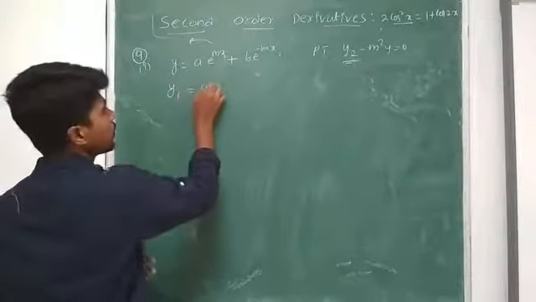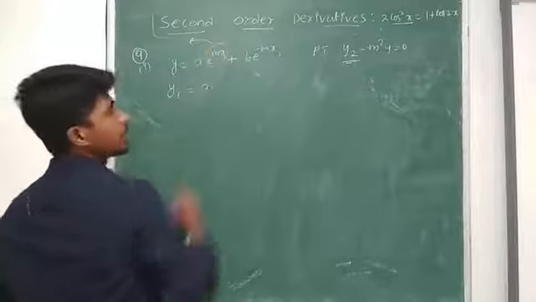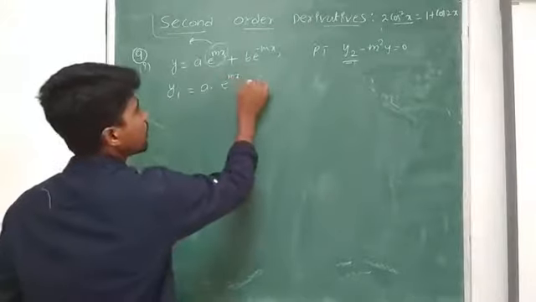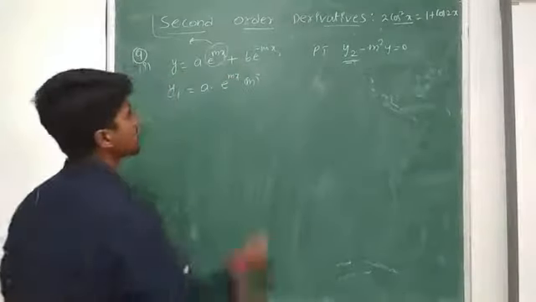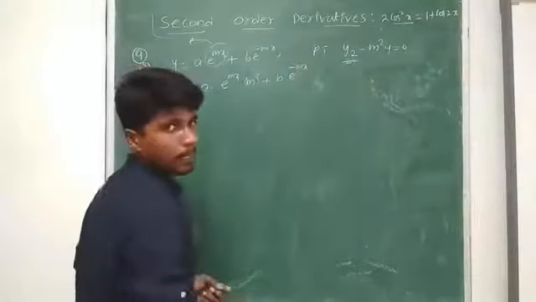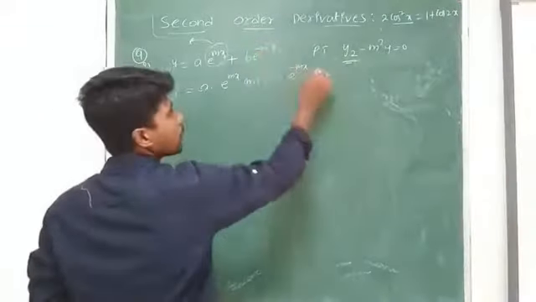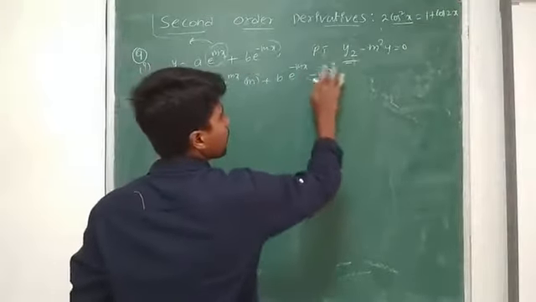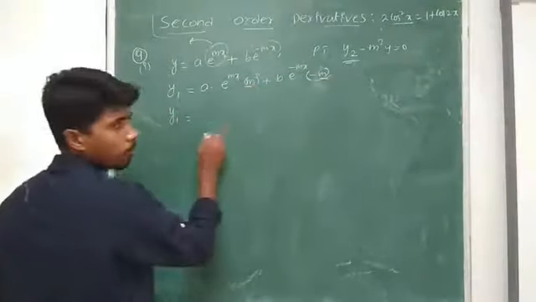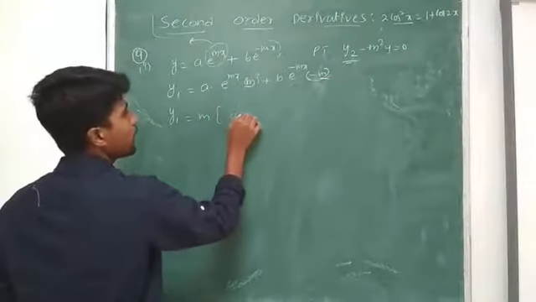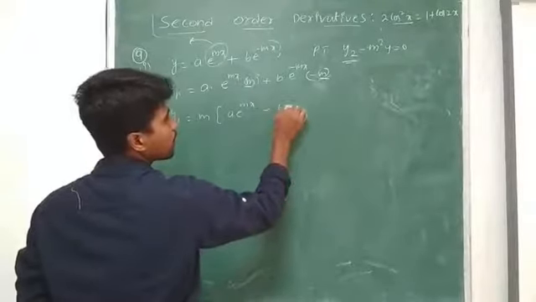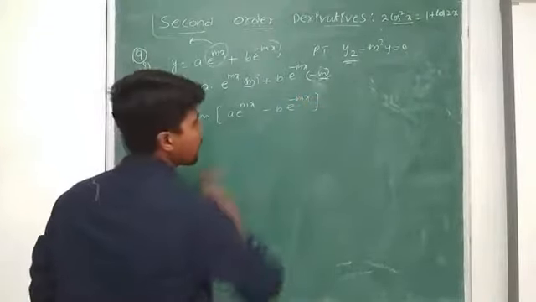y1 is equal to a into e power mx derivative. E power x derivative is e power x, but it is not x. So derivative of mx is m, right? Plus b into again e power x only, but it is not x. It is minus mx, derivative minus m. So what we got, y1 is equal to, you can take m common I hope. So m into a into e power mx minus b into e power minus mx.